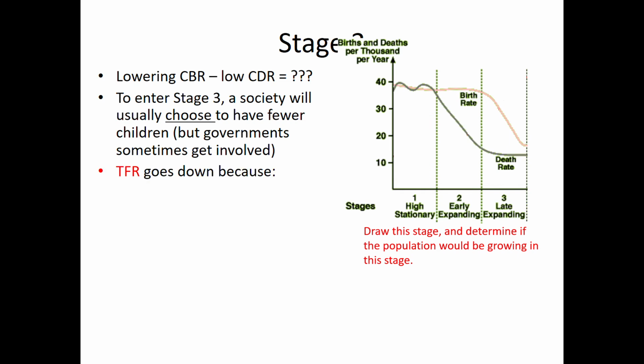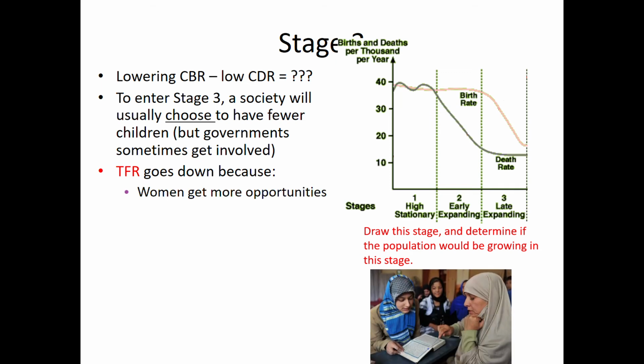fewer children. The TFR, or the total fertility rate, which is the number of kids per woman on average, so you might have a number of like 4 or 7 in a poorer country, or in the US a number more like 2. The TFR will go down often because women will get more opportunities. You can see in this picture there's some women getting educated somewhere in the world, and chances are decent they're going to use that education to then go get a job somewhere, not just sit at home and have kids.